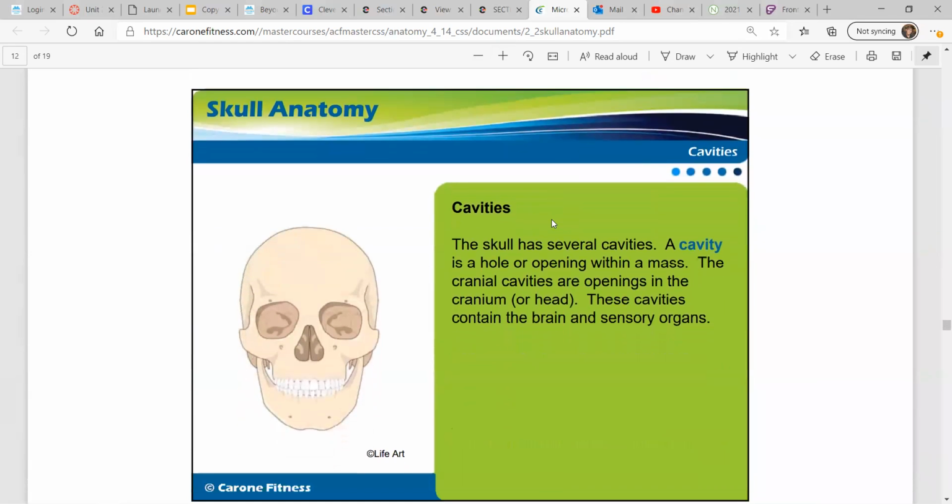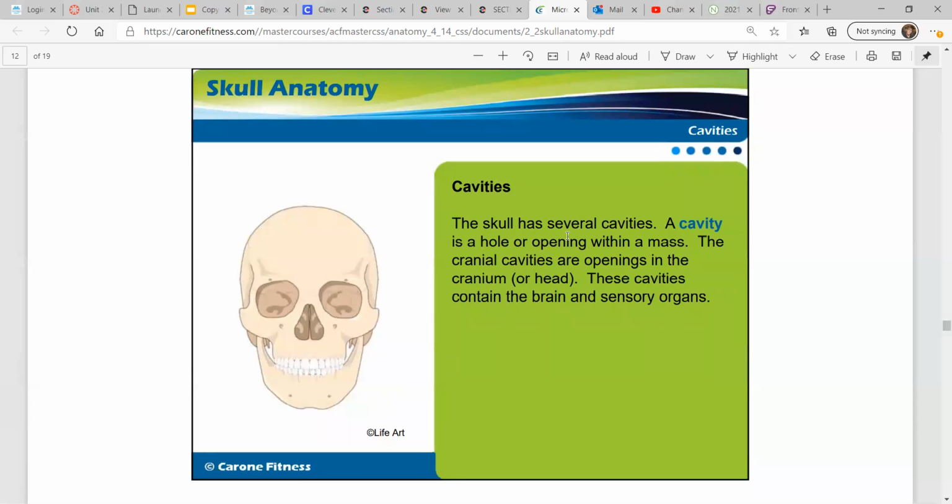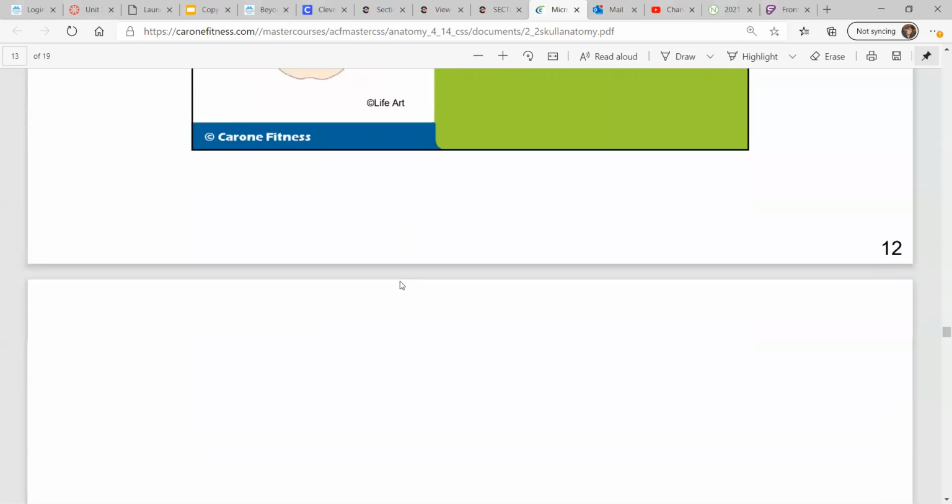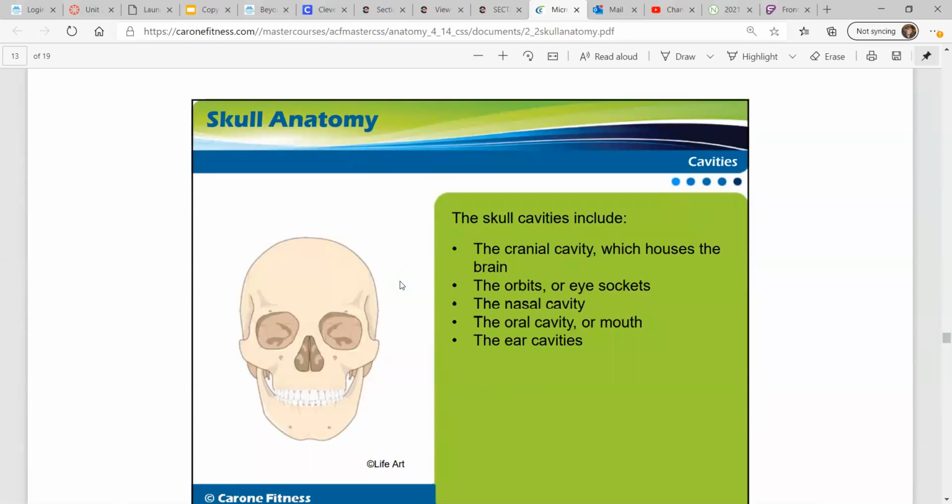There are also cavities in the skull, and a cavity is just a hole or opening within a mass. So consider the head, the skull, a mass. Any holes within it is considered a cavity. These cavities contain the brain and sensory organs, such as the eye. So let's see. The cranial cavity houses the brain, the orbits or eye sockets house the eyes, the nasal cavity, the oral cavity, mouth, and the ear cavities.